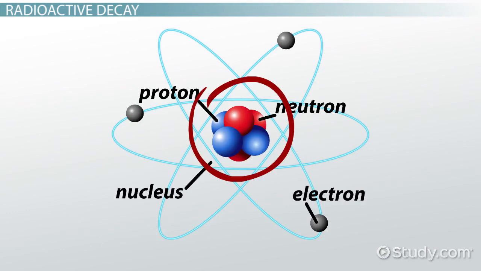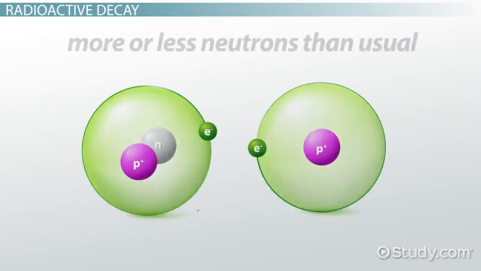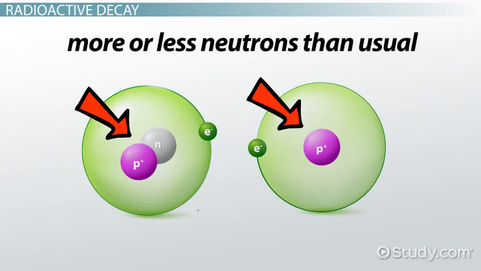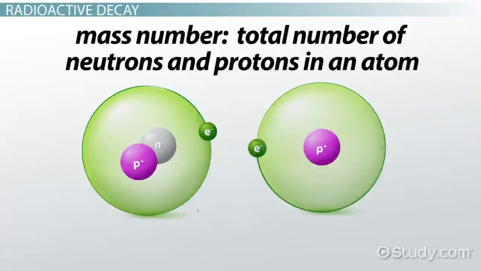Each atom has a set number of protons and neutrons in the nucleus, but sometimes there are more or fewer neutrons than usual, which makes the element an isotope. Elements can be distinguished from isotopes by their mass number, or the total number of neutrons and protons in an atom. If there are more or fewer, the isotope will have a different mass number than the original element.